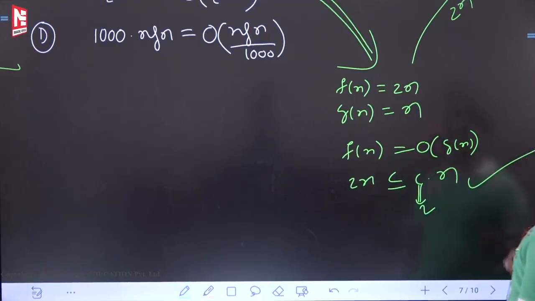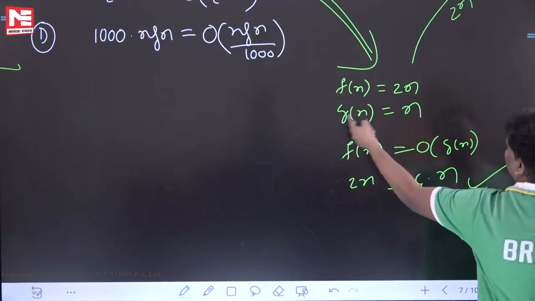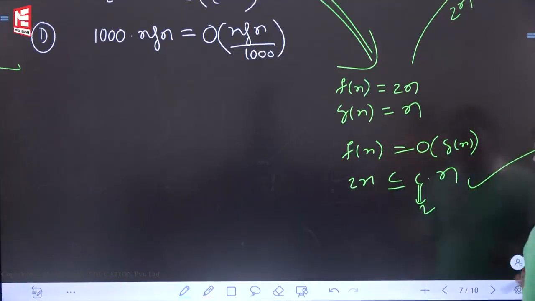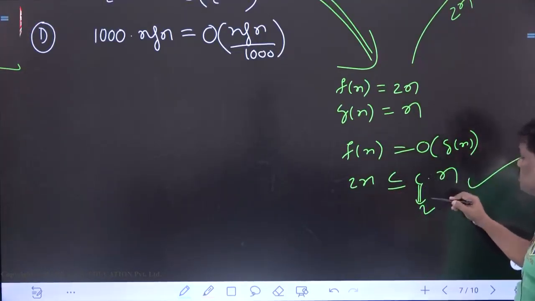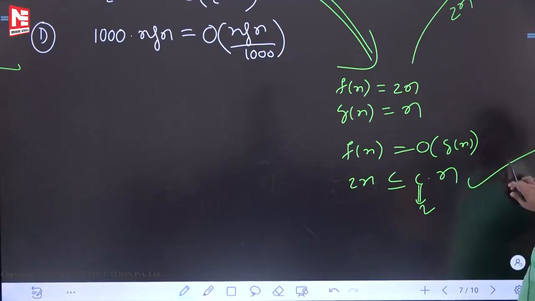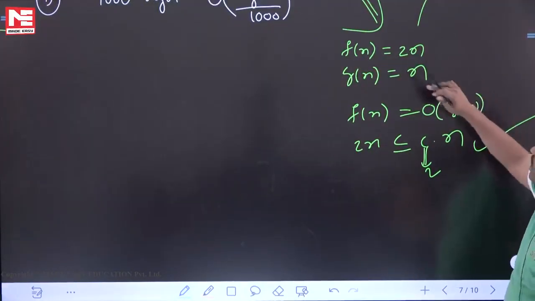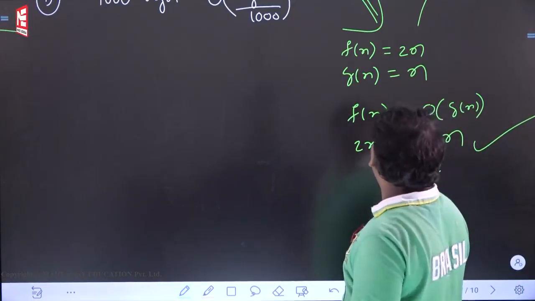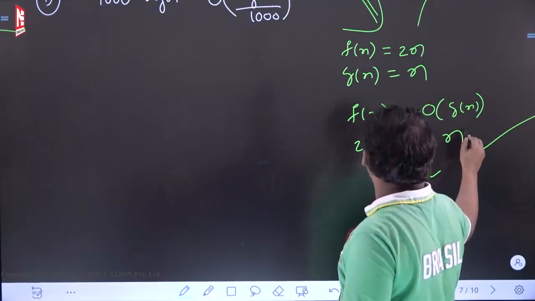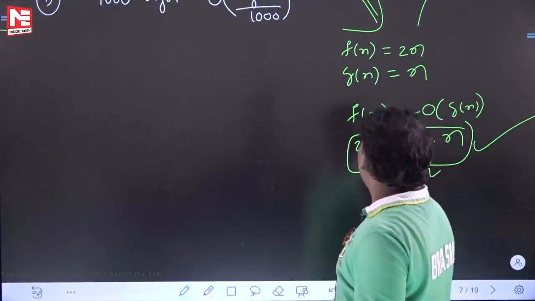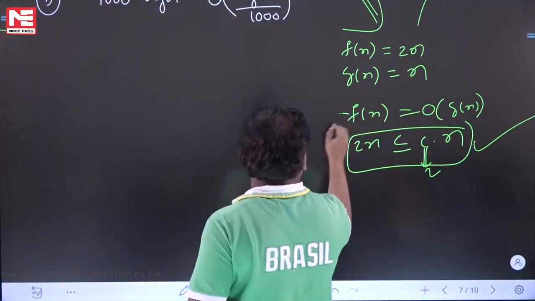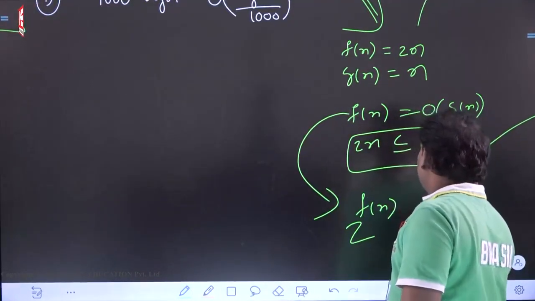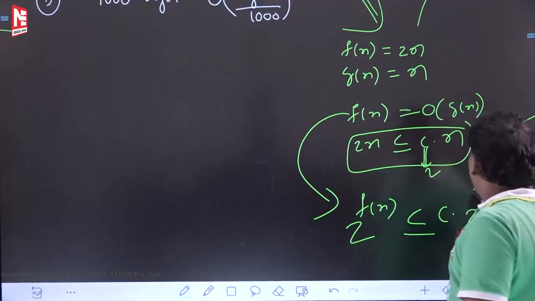So big O is possible. If f of n is 2n and g of n is n, f of n is big O of g of n is possible because 2n is less than or equal to some c into n; c value 2 you can take. So between f of n and g of n, big O is possible. Everyone knows. Now if you keep them in the powers, is 2 power f of n less than or equal to some c into 2 power g of n?